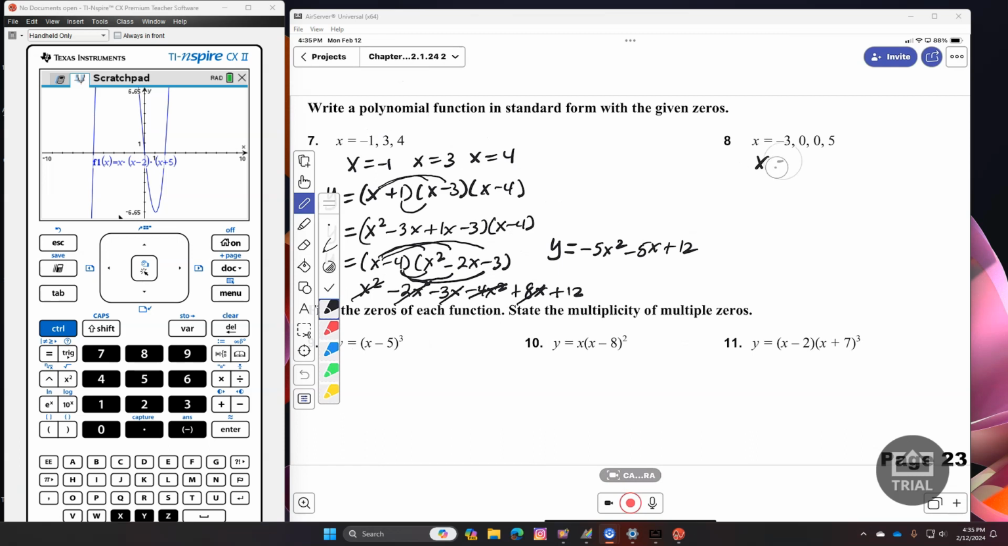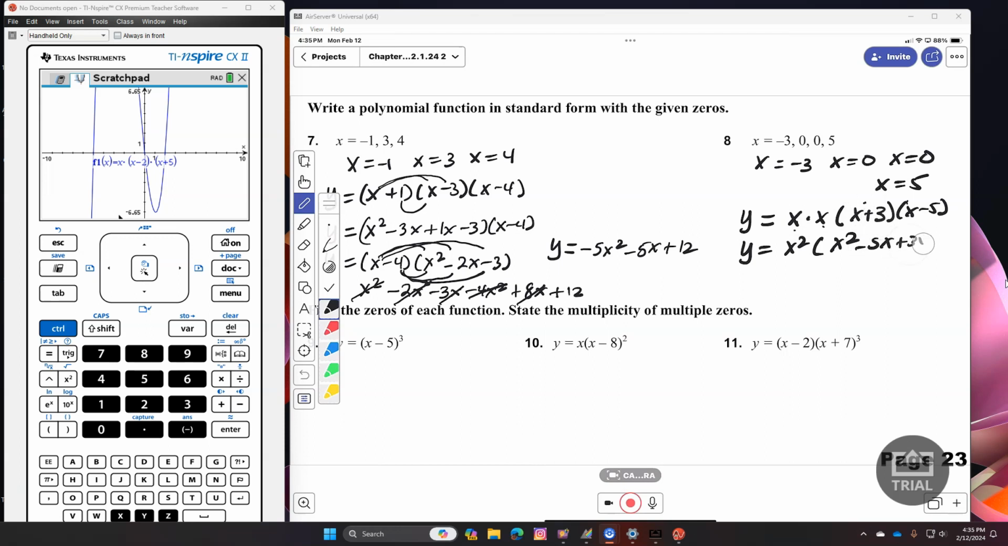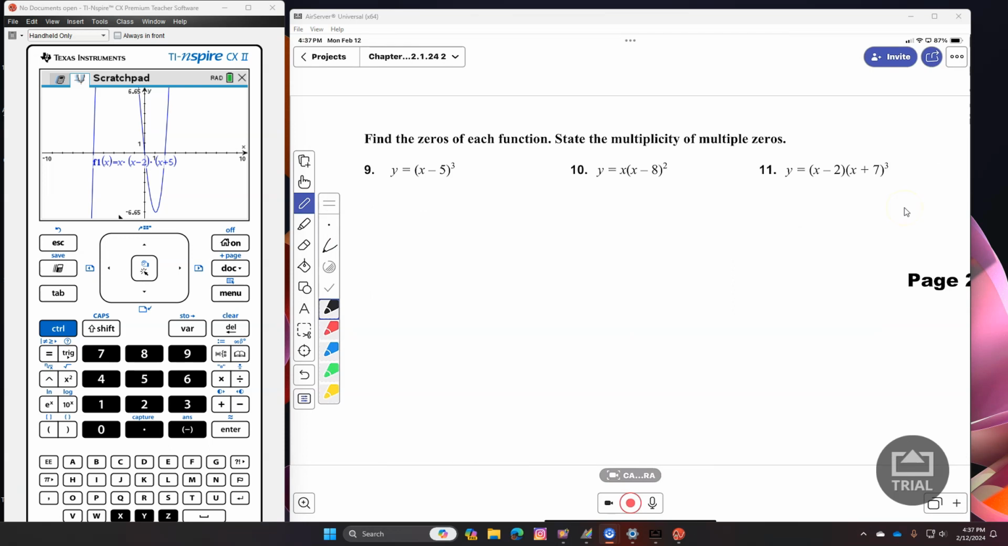So we have x equals negative 3, x equals 0, x equals 0, and we have x equals 5. So we have y equals x times x, times x plus 3, because I'm moving the negative 3 to the left, and then we have x minus 5. x times x gives you x squared. x times negative 5 gives you negative 5x. 3 times x gives you plus 3x. 3 times negative 5 is negative 15. So you have x squared times x squared minus 2x minus 15. And then our last step, x squared times x squared gives you x to the 4th, negative 2x cubed, minus 15x squared.